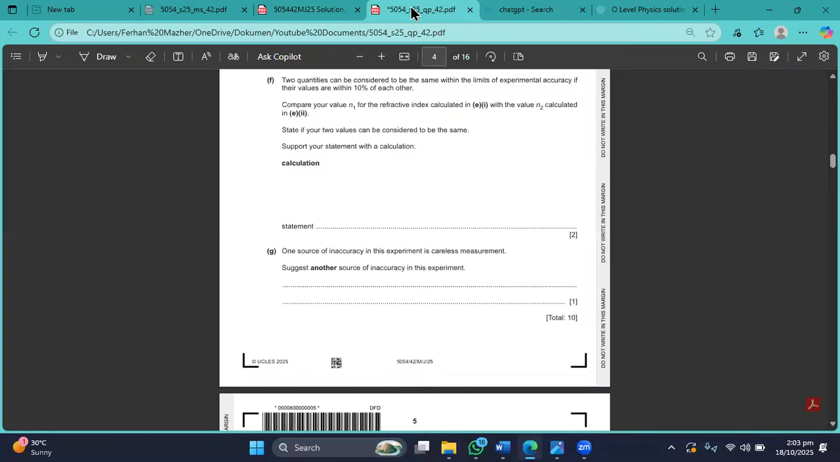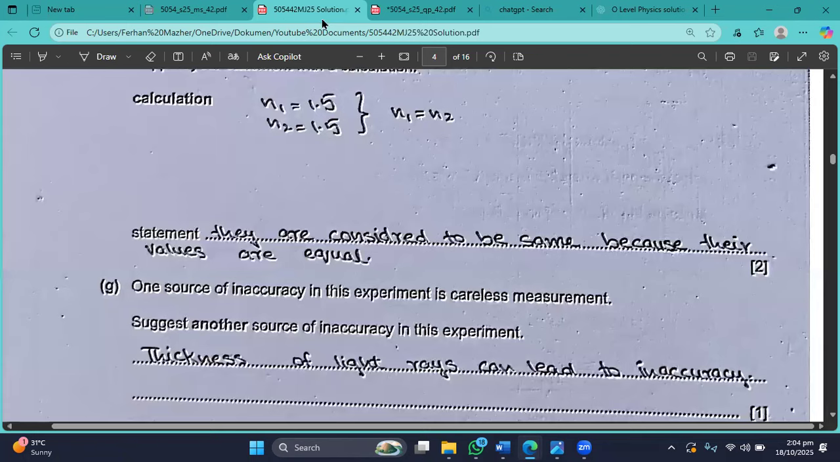Okay, then they asked us: one source of inaccuracy in this experiment is careless measurement. Suggest other sources of inaccuracy in this experiment. For example, when you draw the position of the light ray which emerged from the block and you marked crosses there, you might use a pencil which is not sharp. And if your pencil is not sharp, then what will happen? You will draw a thick line, and the position of the ray might change due to the thickness of the pencil. The thickness of the light ray can lead to inaccuracy.